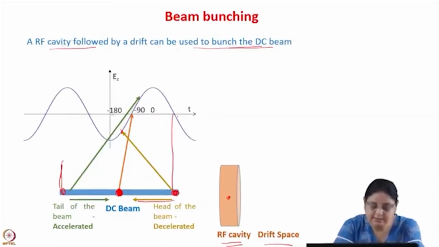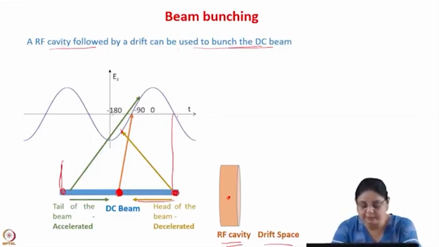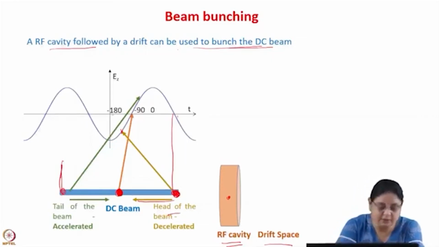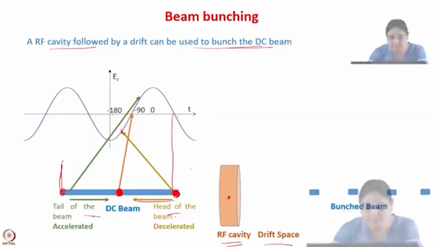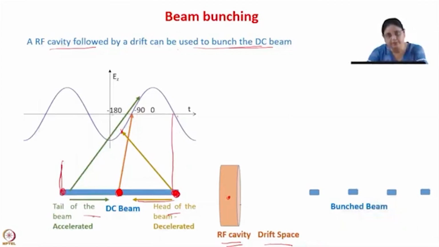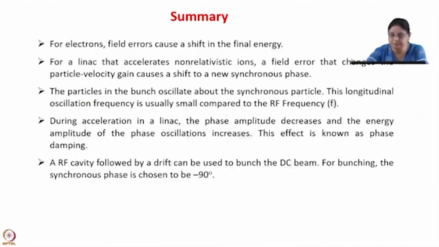So as this DC beam moves into the cavity, the head of the beam is decelerated, the tail of the beam is accelerated, and the central part moves with the same velocity. So as it comes out, we see that the beam is bunched, and the beam is bunched at the same frequency at which the RF cavity is driven. So in this way, beam bunching can be done, and then this beam, once it is bunched, can be injected into the RF linac for acceleration.